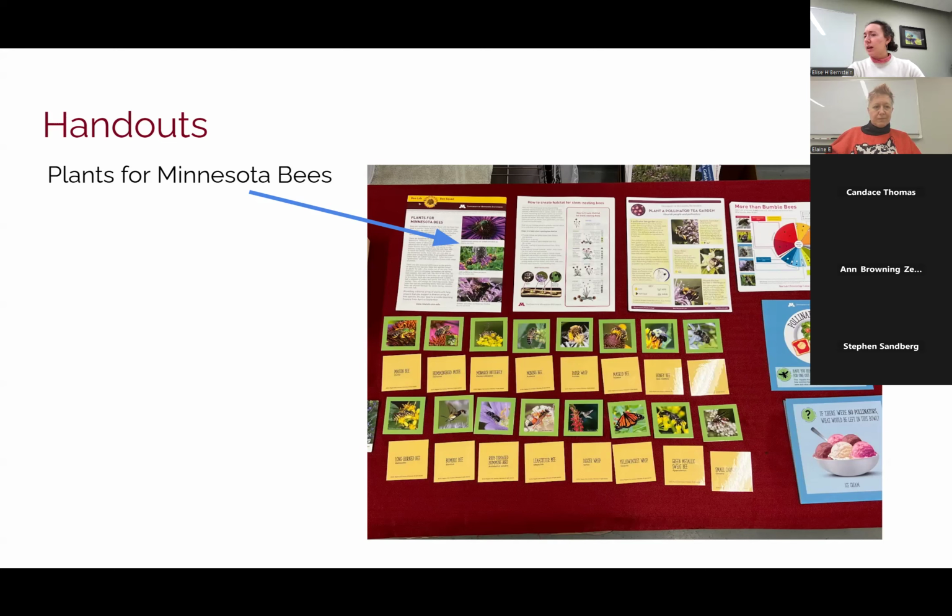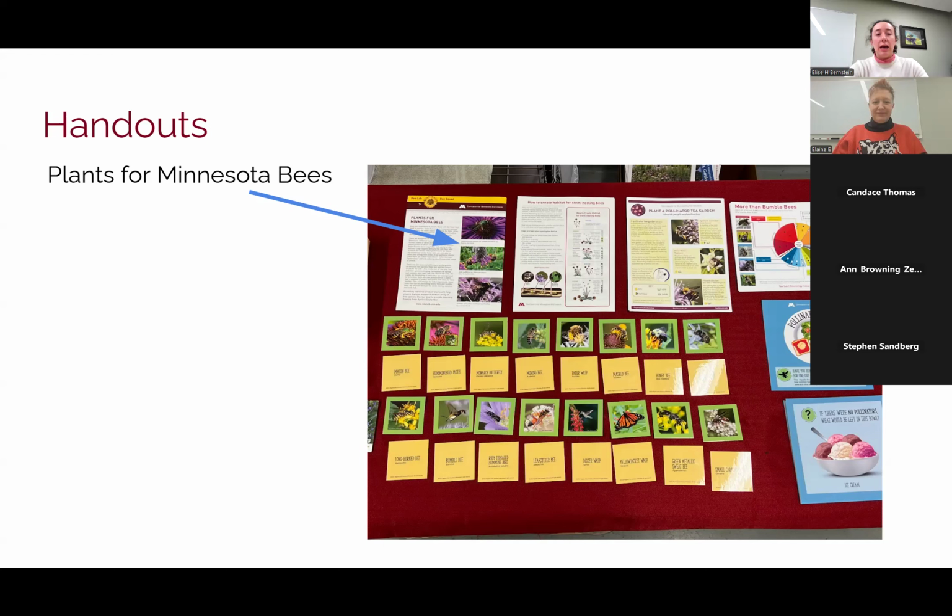Anything else on that handout that I'm forgetting? On the Plants for Minnesota Bees handout, there's if it's native or non-native, how much shade, and if it's a shrub or a forb or a tree. So there's a pretty diverse list on there. So that's a really great handout for folks.